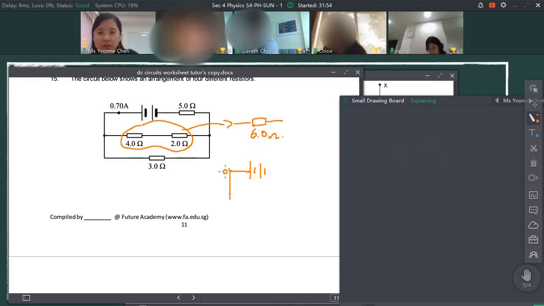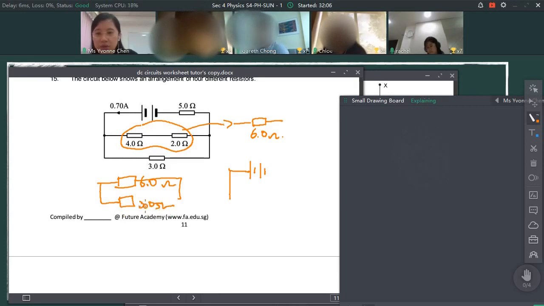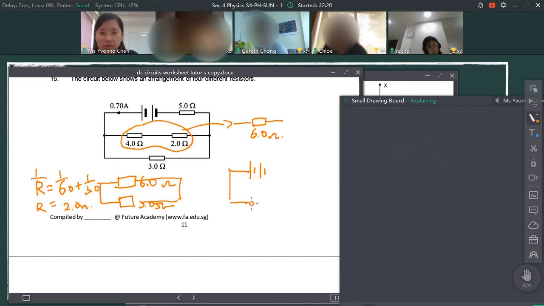What about when the 6 ohm and 3 ohm are connected in parallel? Then we can say the resistance here equals 1 over 6.0 plus 1 over 3.0. Then you can get R equals 2.0 ohm. Then after that, we have another one as 5.0 ohm.